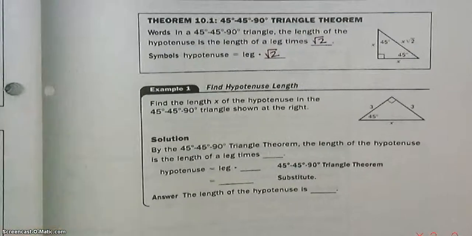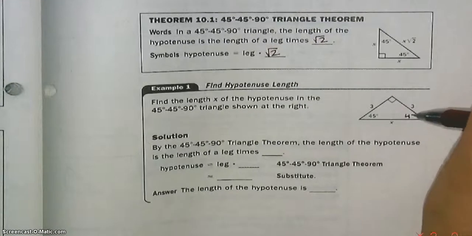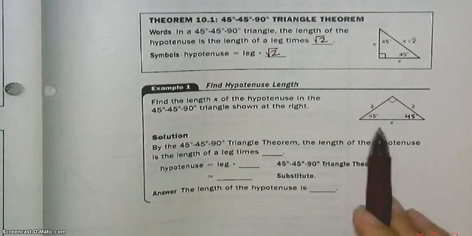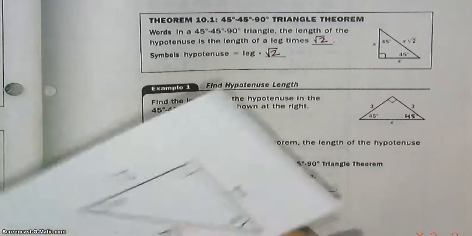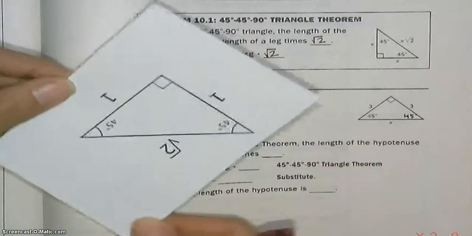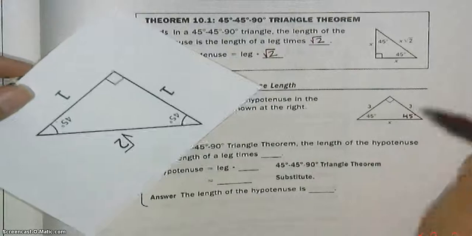So here's example 1. Find the length of the hypotenuse. Well, we see it's a 45-90 triangle. We know this has to be 45 because we need 180 degrees in our triangle. And maybe you already know the answer. You already know what x is going to be. If you don't know, though, take your 45-45-90 triangle and turn it so that it looks just like this. Now we can write a proportion.